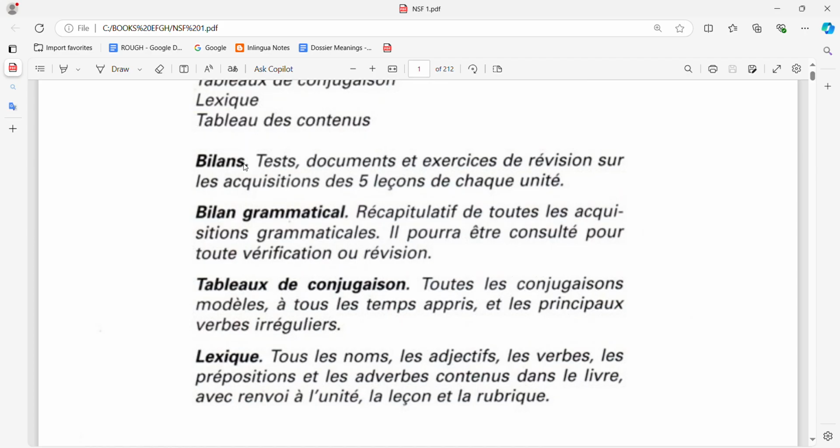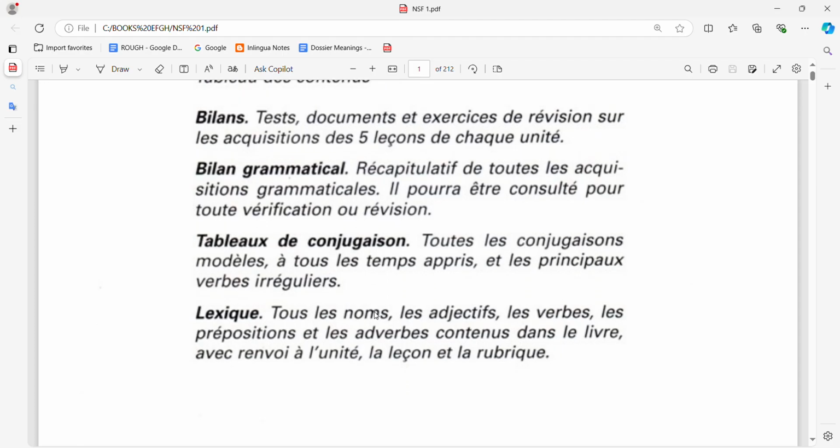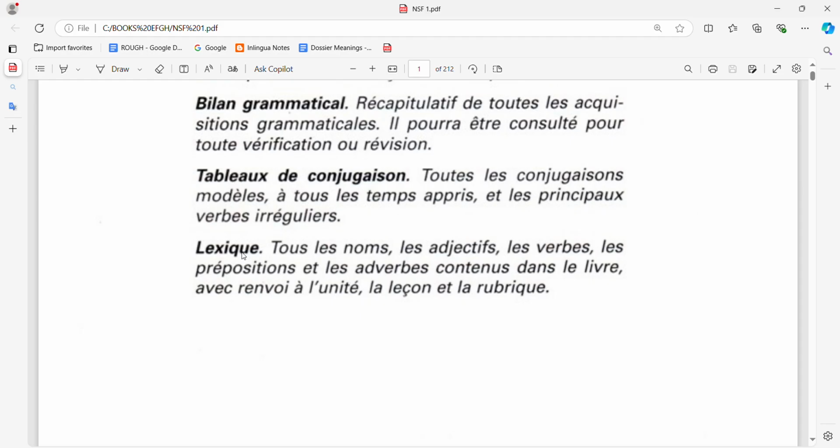Now, you will have the bilan, in which you will have tests, documents, and exercises for the revision. Then you will have the bilan grammaire, in which we will have the review for the grammar. Then the tableau de conjugaison, meaning all the conjugation models, different tenses with different subject pronouns. We will have the conjugation of regular and irregular verbs. Then the lexique, a kind of dictionary in which you will have all the nouns, adjectives, verbs, prepositions, adverbs in this book, right? So this is the introductory video.